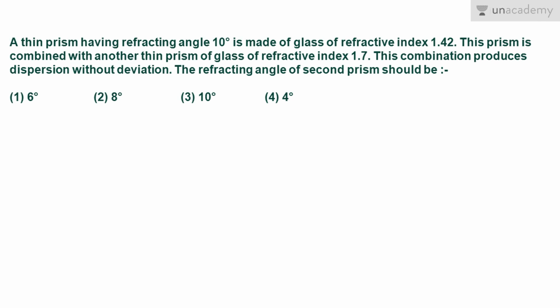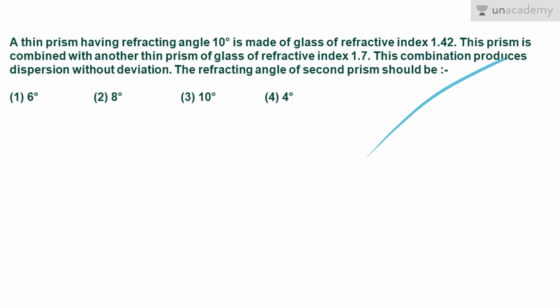So the first question for the day: a thin prism having refracting angle 10 degree is made of glass of refractive index 1.42. This prism is combined with another prism of glass of refractive index 1.7. Both the refractive indices are given, and the refracting angle is also given. This combination produces dispersion without deviation. Without deviation, the refracting angle of the second prism should be.